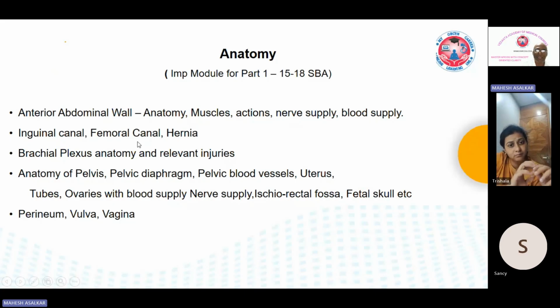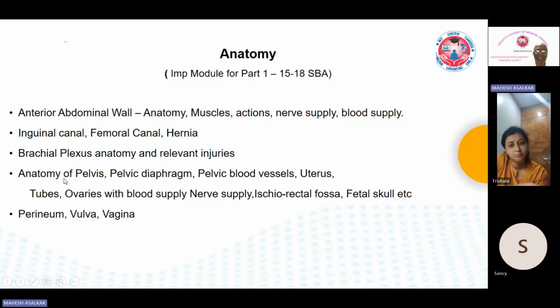Then inguinal canal, femoral canal, hernia, very frequently asked. Now what happens is, we are not practicing this more detailed anatomy day-to-day, so we may not be sure, but we are going to cover this along with the frequently asked questions. Brachial plexus anatomy, very frequently asked. Relevant injuries they are asking. Anatomy of the pelvis, pelvic diaphragm.